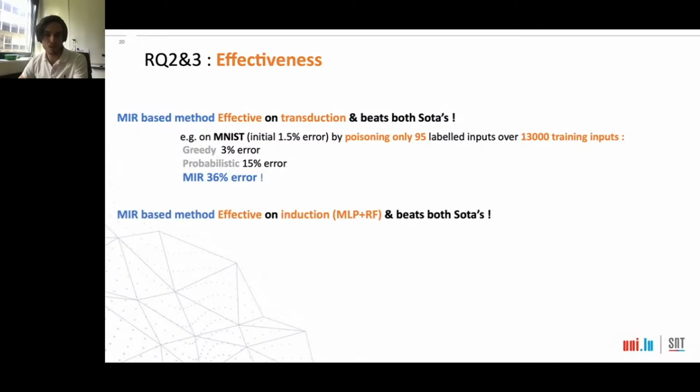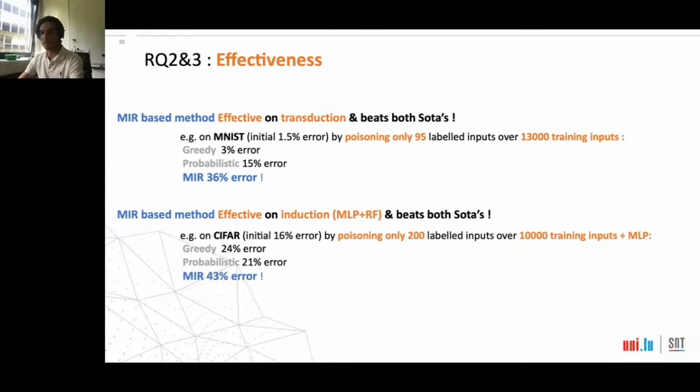On the induction, we are also effective and we beat both state-of-the-art methods. For example, on CIFAR, by only poisoning 200 labeled inputs over the 10,000 training inputs, we manage an error rate of 43% as compared to probabilistic at only 21% and greedy at 24%. On average, the MIR method is 5 times more effective than the greedy and 4 times more effective than the probabilistic one.